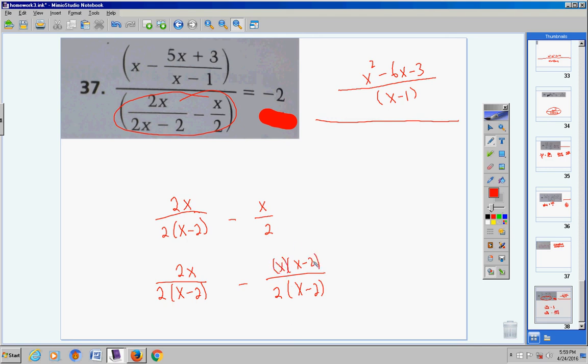Alright, we can simplify this. We cannot simplify this, but we can simplify that. So, x times x is x squared. X times negative 2 is negative 2x. Alright, so there's my numerator right there. X squared minus 2x.